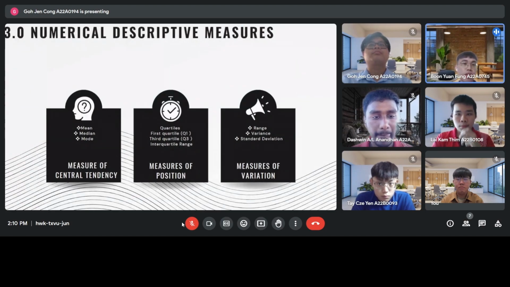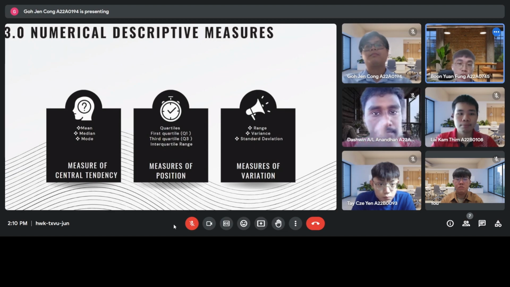Hi, Doctor. Now I present part 3.0, numerical descriptive measures. We have three parts: measure of central tendency, measure of position, and measure of variation. In measure of central tendency, we have the mean, median, and mode. In measure of position, we have the first quartile, third quartile, and the interquartile range. And in measure of variation, we have range, variance, and standard deviation. Now we go to the next slide.